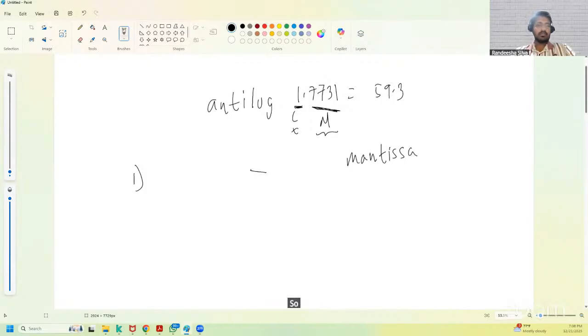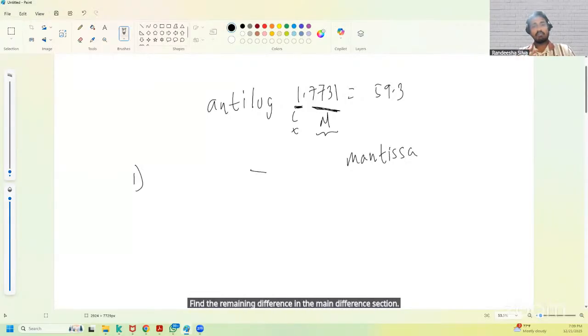Okay, so write down like this. Fourth one is mean difference, and with a dash, write like this: find the remaining difference in the mean difference section of the same row, and identify the fourth digit.